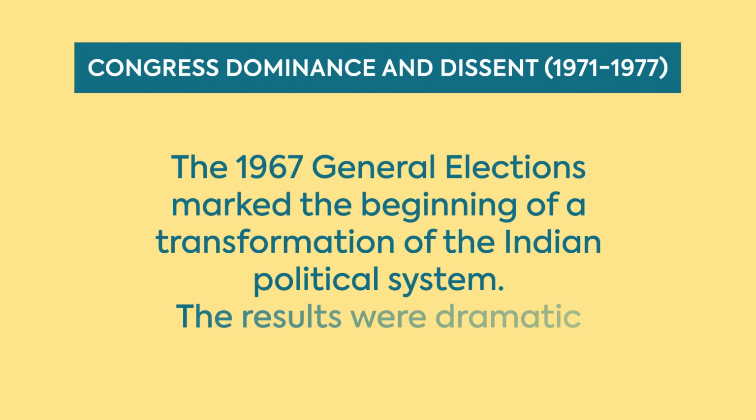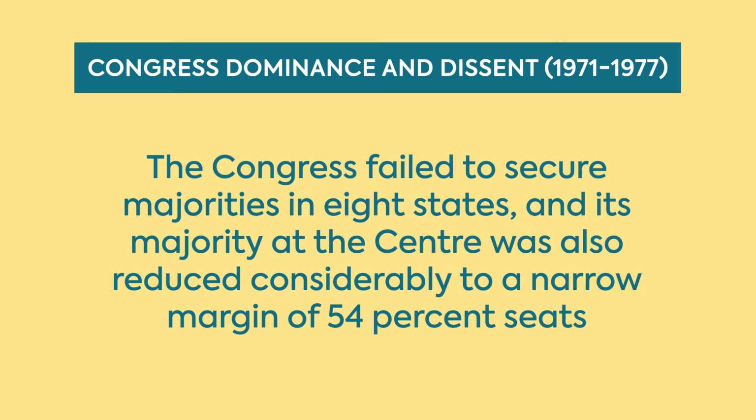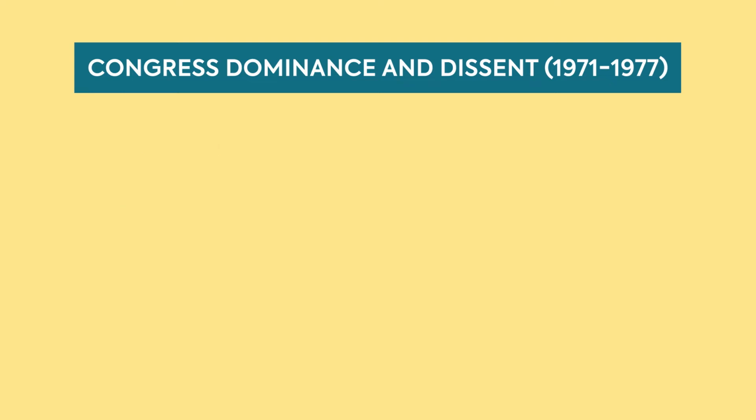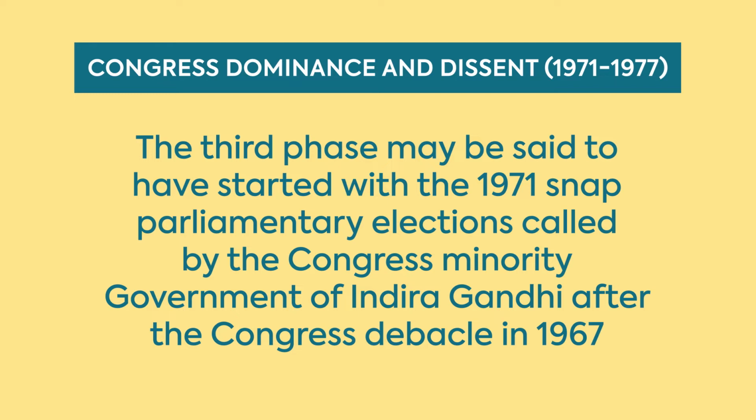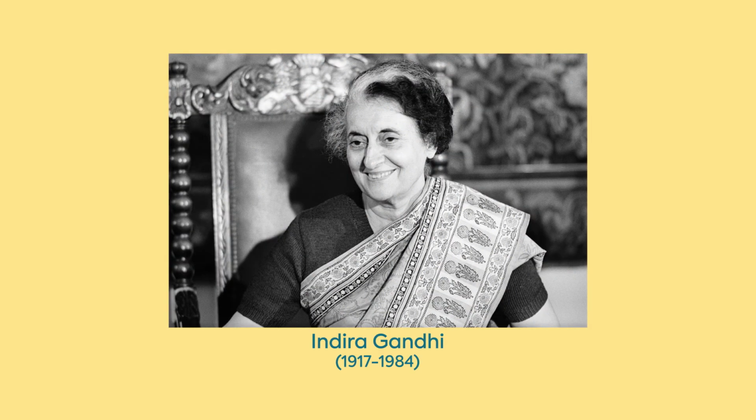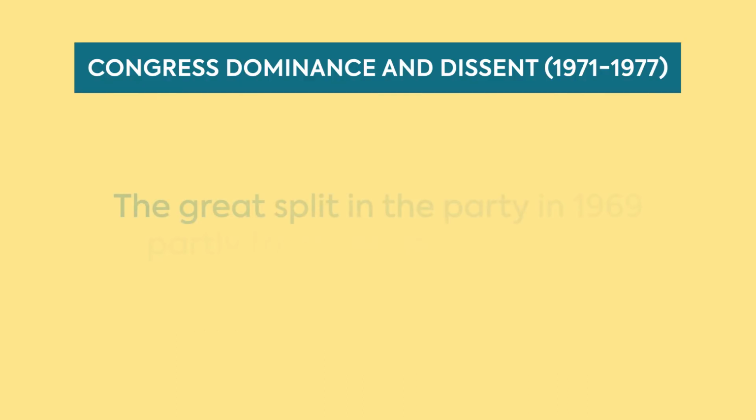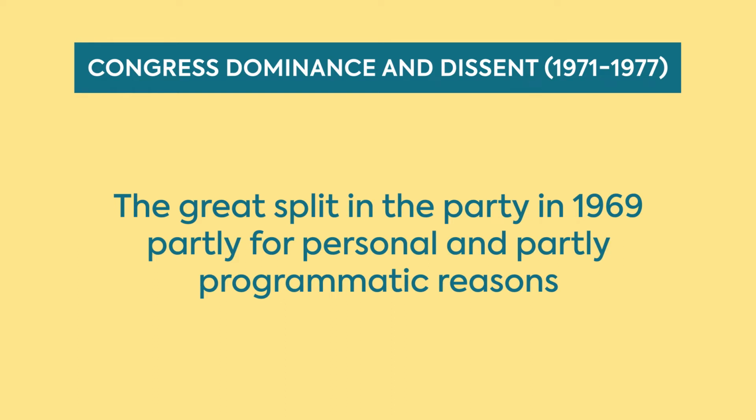The 1967 general elections marked the beginning of the transformation of the Indian political system. The results were dramatic. The Congress failed to secure a majority in 8 states and it could not form governments in 7 states. In fact, its majority in the centre was also considerably reduced, to a narrow margin of 54% of seats. The third phase may be said to have started from the 1971 snap parliamentary elections, called by the Congress minority government of Mrs. Indira Gandhi after the Congress debacle in 1967, and the great split in the party in 1969 for personal and partly for programmatic reasons.